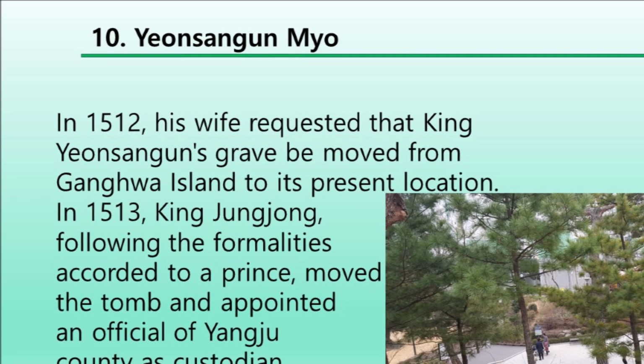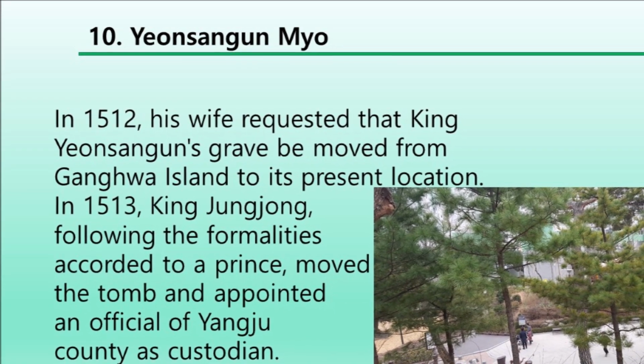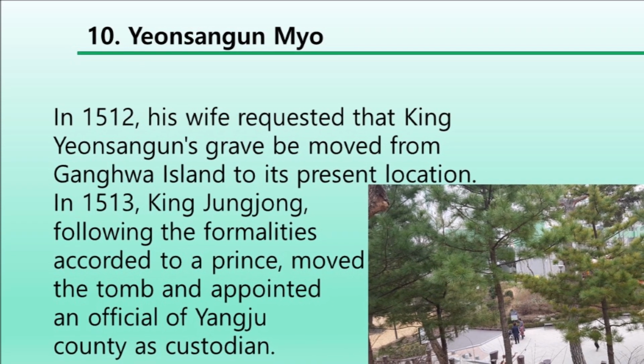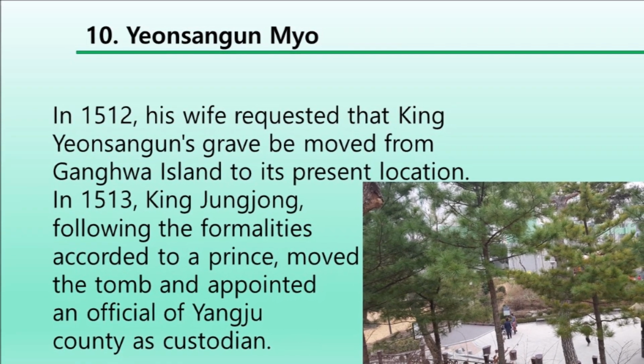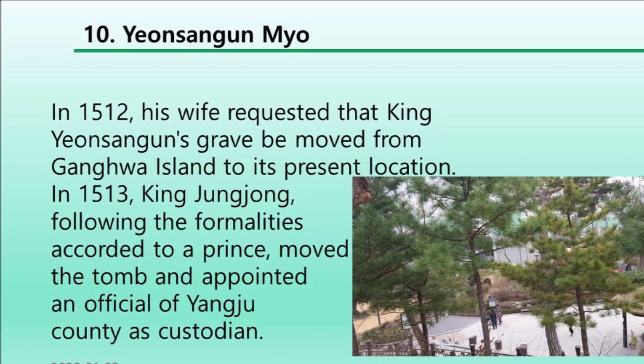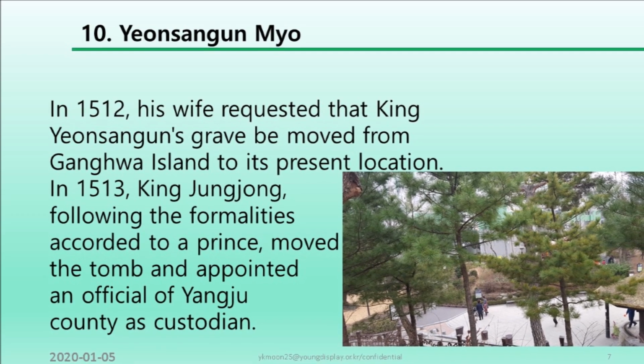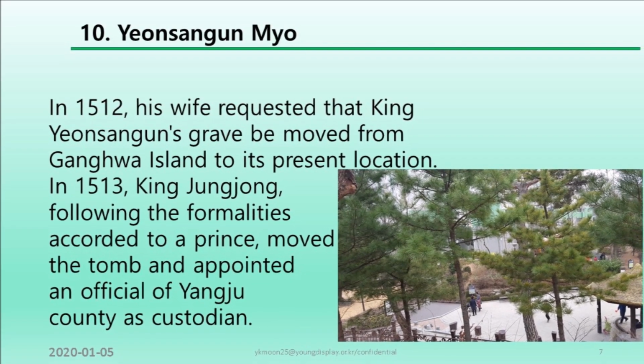In 1512, his wife requested that King Yeonsangun's grave be moved from Kanghwa Island to its present location. In 1513, King Jungjong, following the formalities accorded to a prince, moved the tomb and appointed the official of Yangju County as custodian.